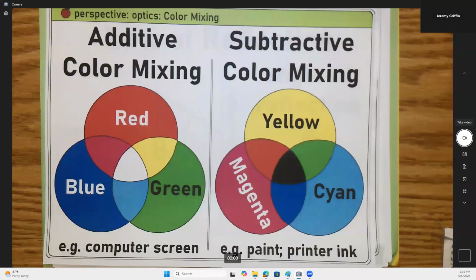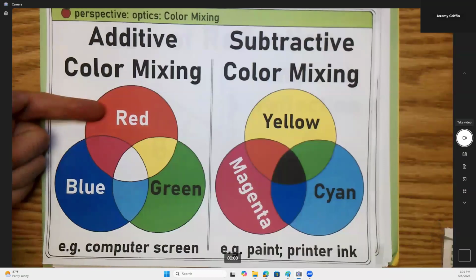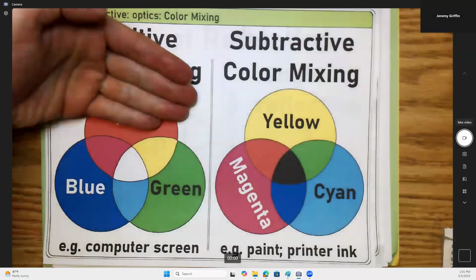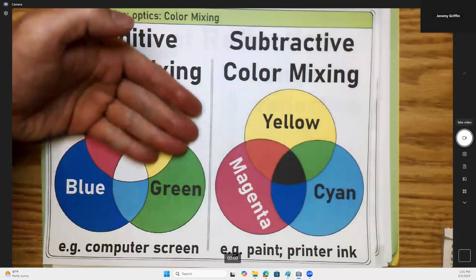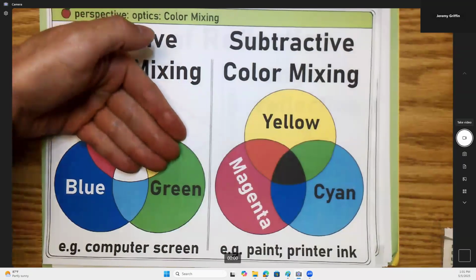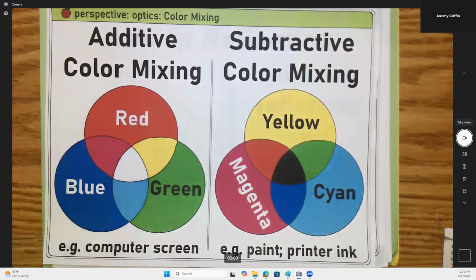How about your dog? Does your dog have the red one? No, Wolfie can't see red. Maybe that's probably about what your dog sees, right? Something like that.